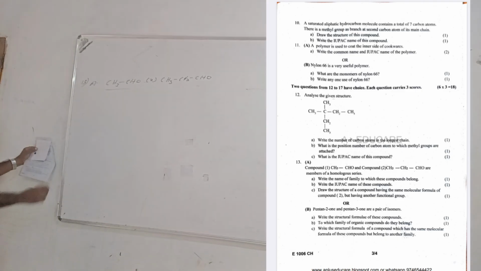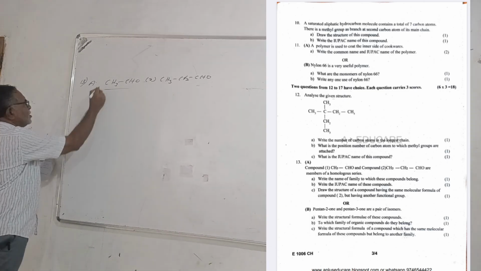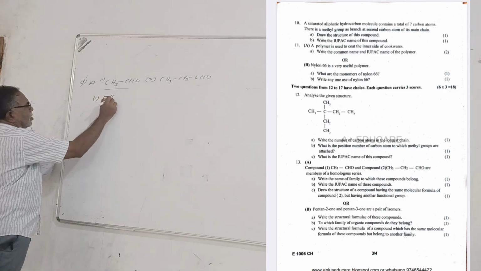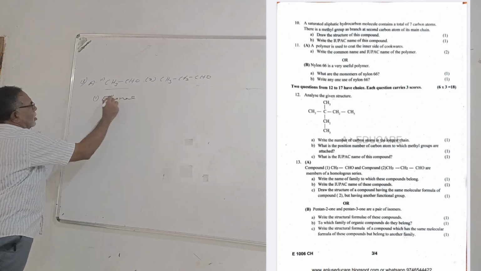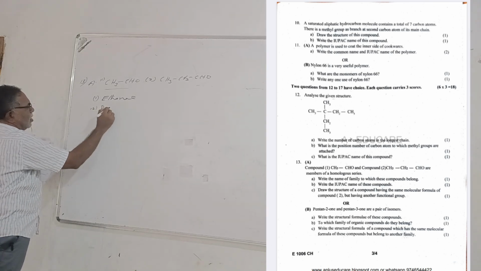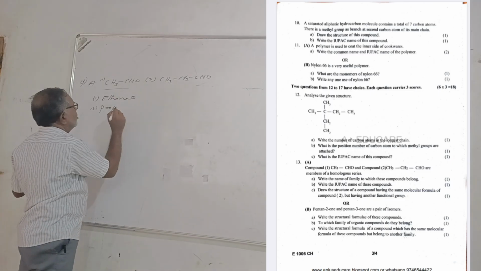So the name of this compound, this one, 2 carbon. So ethanol, we can write the name. The IUPAC name of the first one is ethanol. And the second one, 3 carbon atoms, we can say propanol. Aldehyde group, sorry, these are all CHO, propanol.